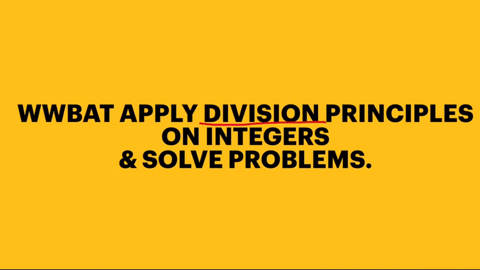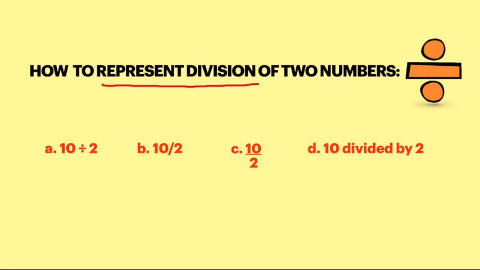So before we do that, okay, let's first see the different ways division questions are presented. These are the 4 ways to represent division of two numbers or integers. Okay, the first is 10 divided by 2, second is 10 by 2, third is also 10 by 2, and the fourth is 10 divided by 2 written in full sentence. ठीक है, आपको क्वेश्चन में इन 4 तरीकों में डिवीजन आ सकता है. Okay, all these are ways to represent division.